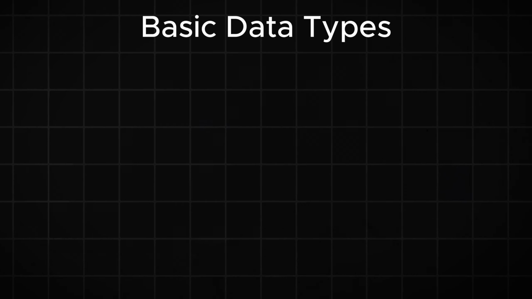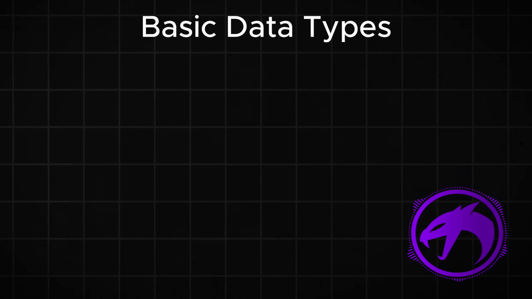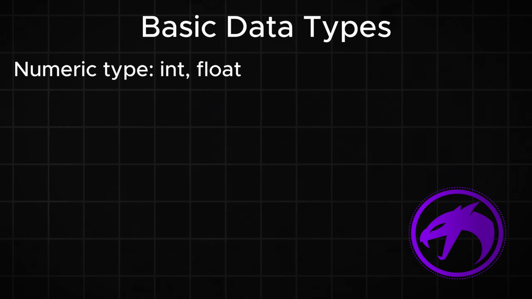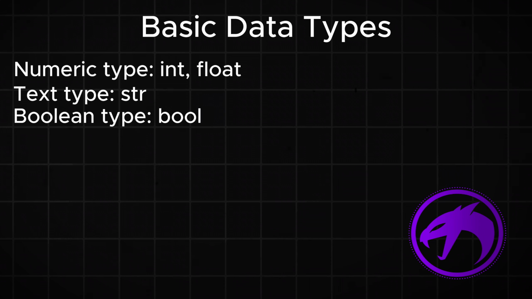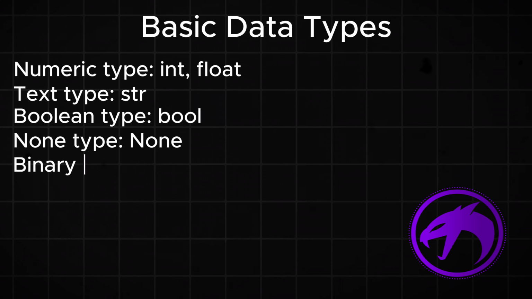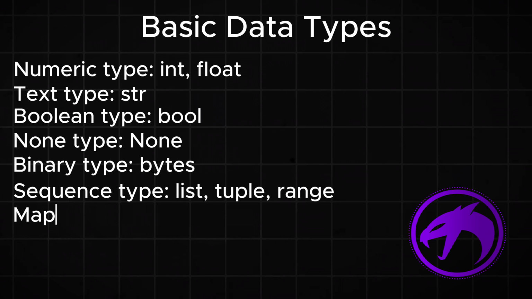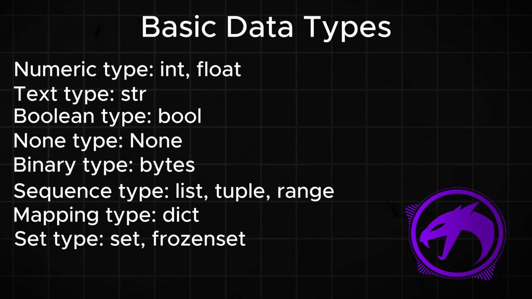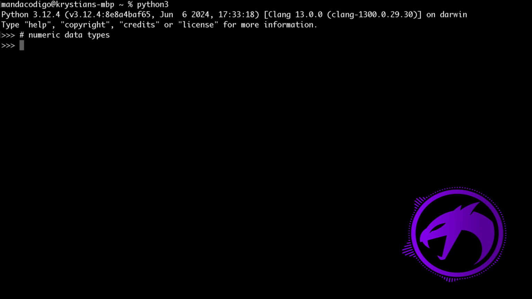There are many data types in Python, although let's have a brief look at the basic ones. And a couple more, but these ones are most commonly used. The most widely used numeric data types are integers and floats.